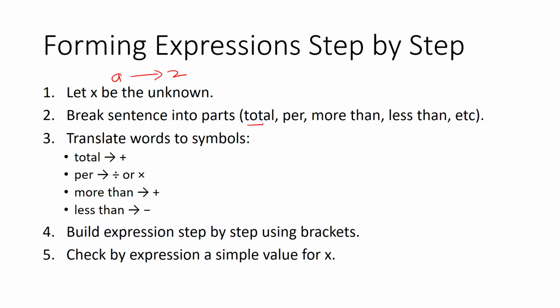For example, total: what does it mean in terms of a mathematical expression? Total per se is plus. Per is division or multiplication, more than is again plus, and less than is minus. So these are the words that you have to translate into mathematical operations, which are plus, minus, multiplication, and division. That will help us to form an expression.